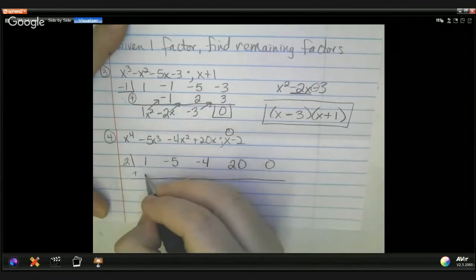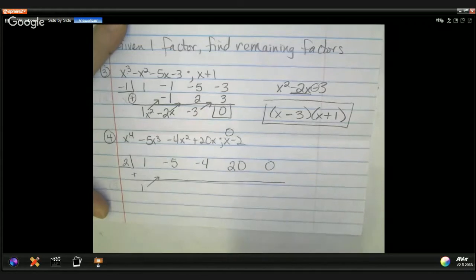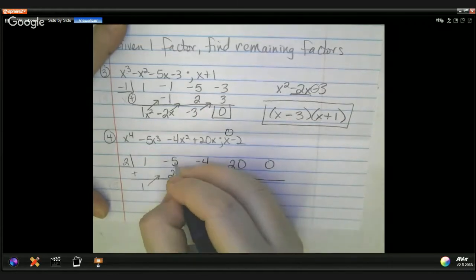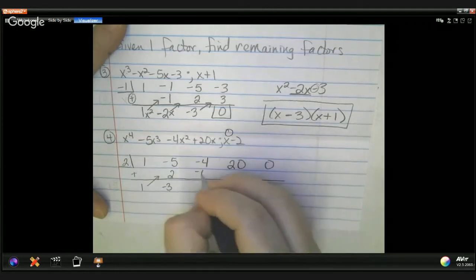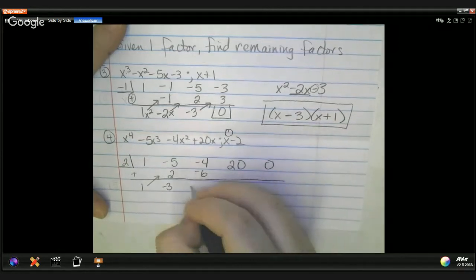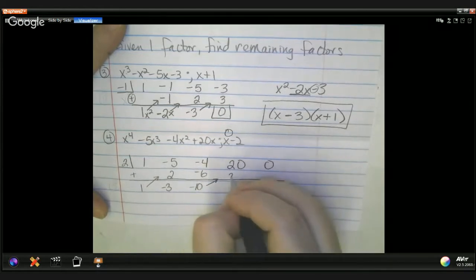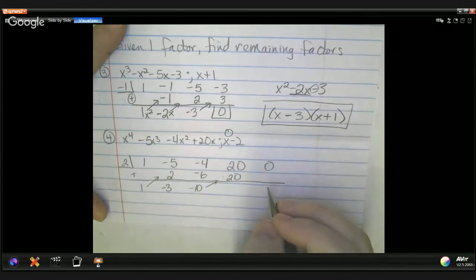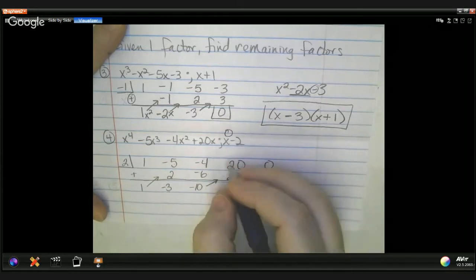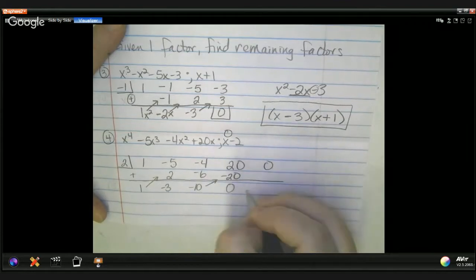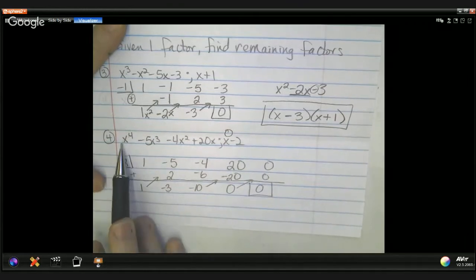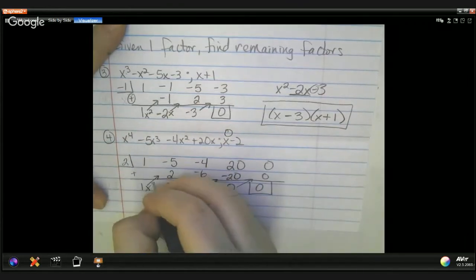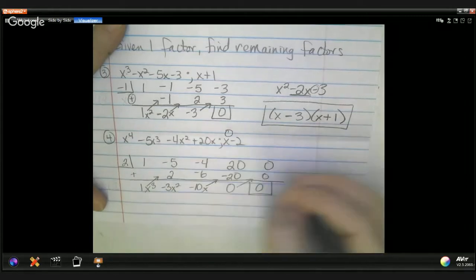So 1 plus 0 is 1, multiplied by what's in the box, that's 2. -5 plus 2 is -3, multiplied by what's in the box is -6. -4 minus 6 is -10, multiplied by what's in the box is -20. Oh, it should be -20. It's a +2. So that's 0, 0, 0. So no remainder. I started with x to the 4th. So my answer starts with x to the 3rd, then an x squared, then an x.